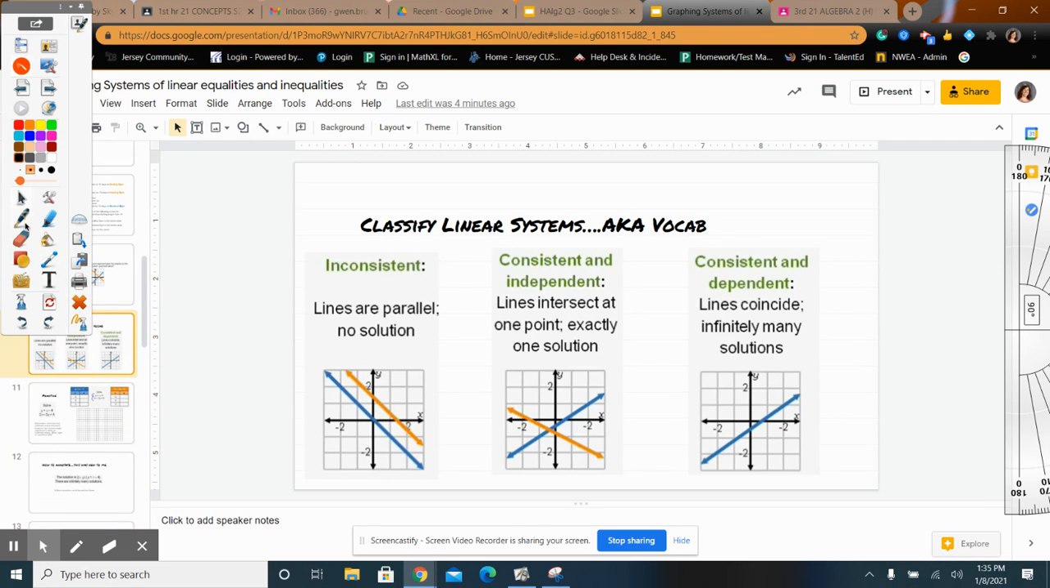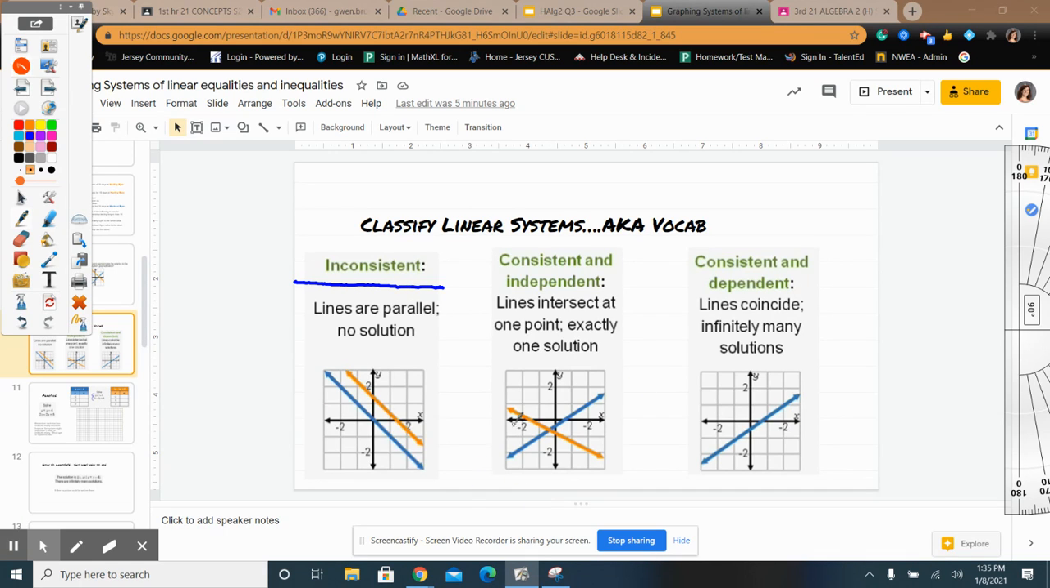Okay, so here are the vocab words you need to know. There are 3 different possibilities of the way these lines can interact with each other. There could be no solution. We said they could be parallel. If they are parallel, we say that the system is inconsistent. Remember, the prefix in means not, so it's not consistent. And you're usually looking for a solution, so that kind of helps me know: solution, non-consistent, inconsistent.